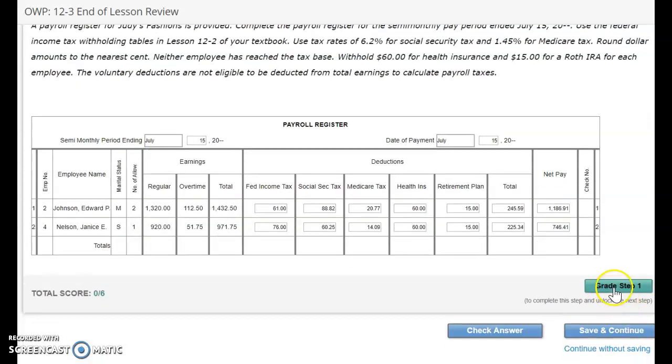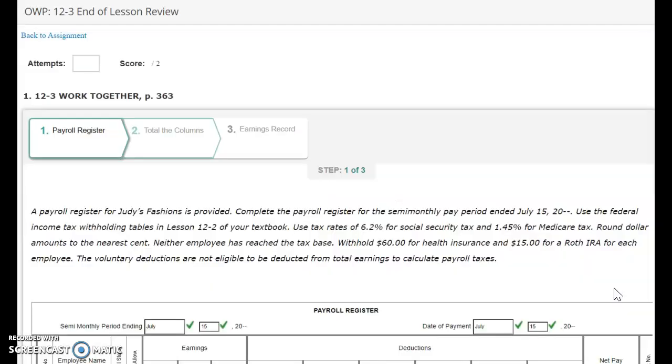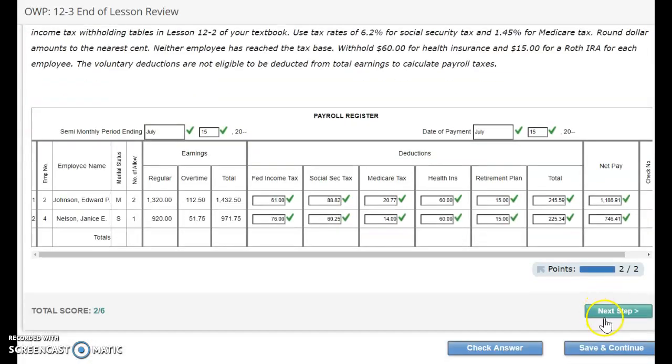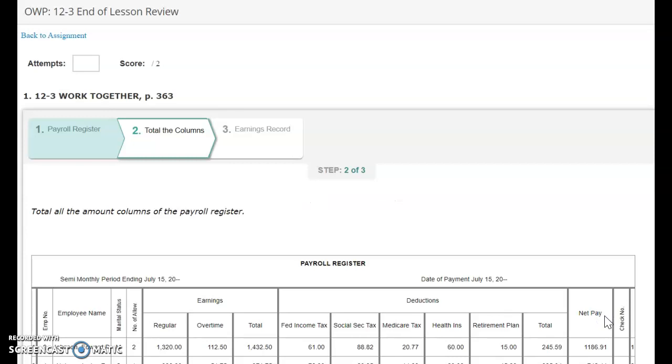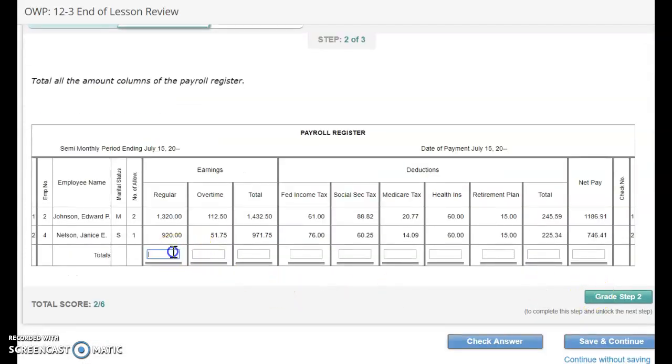Okay, then I'm going to go down and hit grade step 1. Looks like we did all right. Move on to the next step. Now I'm just totaling the columns. Okay, so I'm going to add my regular earnings together. I'm going to add my overtime. And I'm going to add the total.